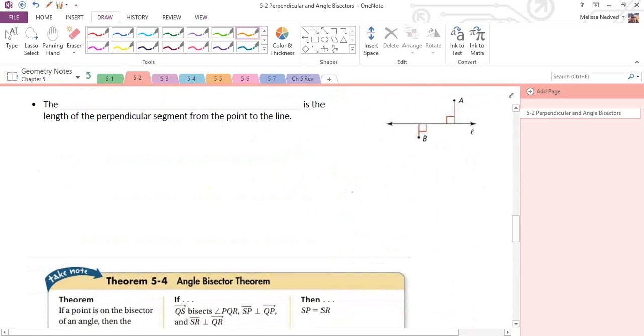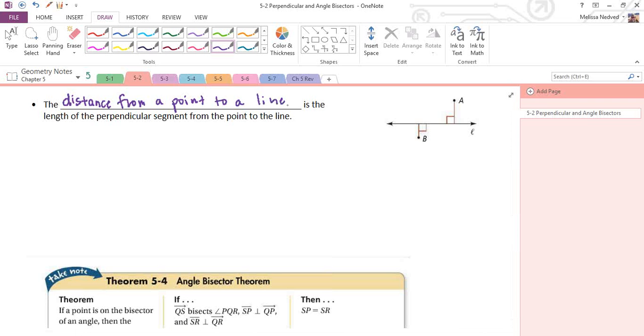All right. Now the next term isn't necessarily a term, but it's a way that we talk about distance in geometry. And so we say that the distance from a point to a line is the length of the perpendicular segment from the point to the line. So really what we mean, if we look at the picture over here on the right, I've got line L, and I've got 2 points, points A and B. And we talk about distance a lot in geometry. So we have to have a universal way of talking about the length from a point to a line.